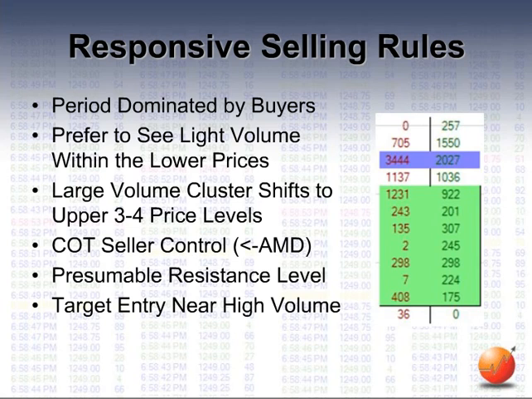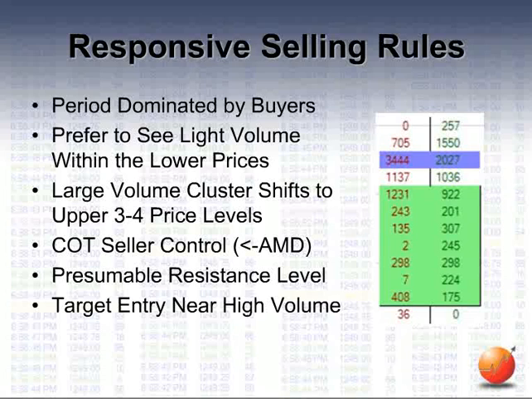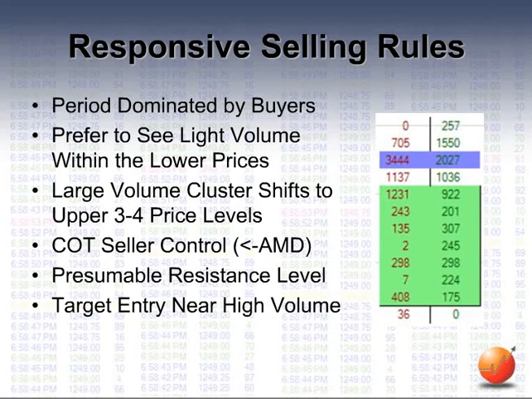Obviously, responsive selling will be looking for presumable resistance levels. Right? We want to target areas where we expect it to be very difficult for trade to continue through higher. And when we put in an entry, we're looking for entries near the high volume level. Okay? Once we trade back on top of that high volume, then those trades are profitable.